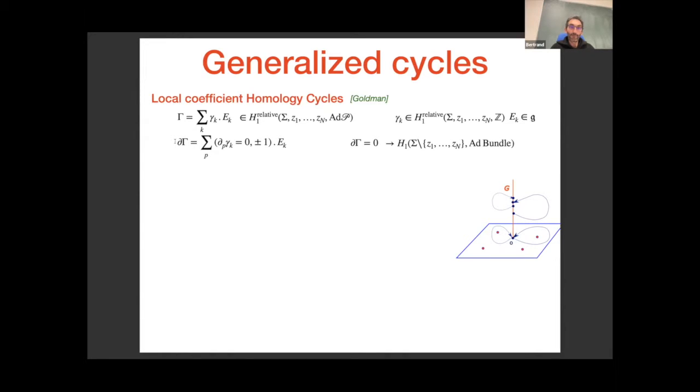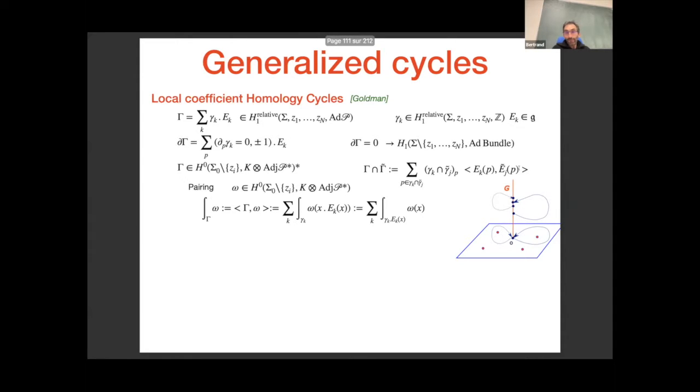Let me define, as Goldman did, the boundary operator. Whenever you have a chain that has a boundary in the base, you look at all the values in the fiber, and the boundary is 0 if all the values in the fiber add to 0 in the Lie algebra. Goldman also defined a symplectic structure, which is the intersection in the base times the Lie algebra scalar product in the fibers. And this is a symplectic space.